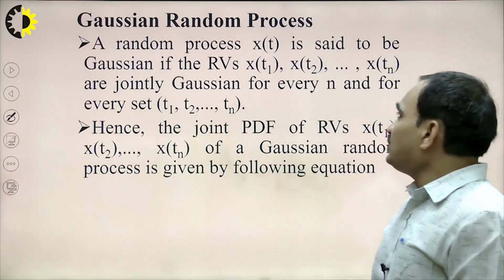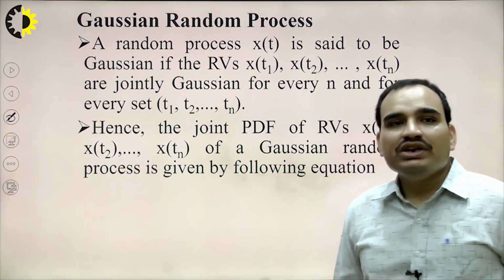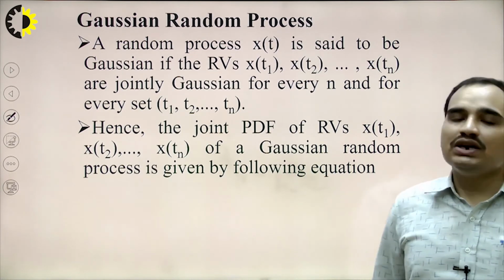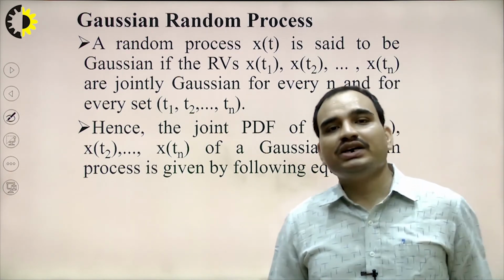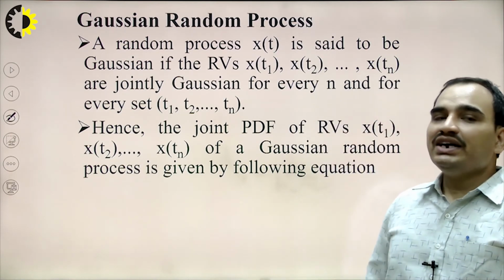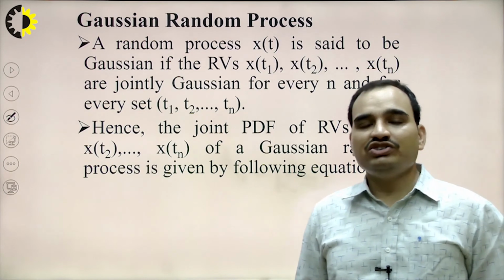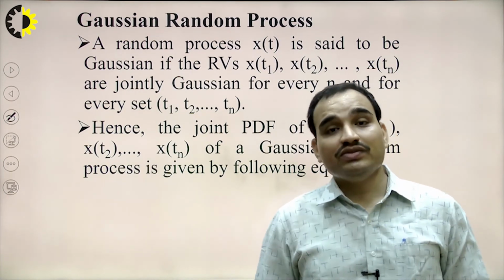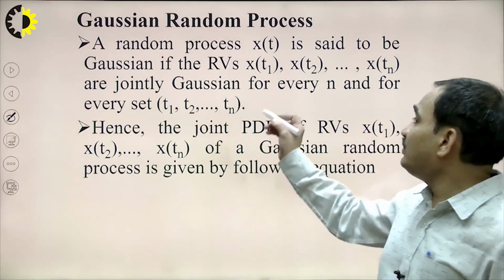Now the next topic is the Gaussian random process. Previously we have seen how to find the power spectral density using the autocorrelation function. This is the second topic of this lecture, that is, the Gaussian random process.